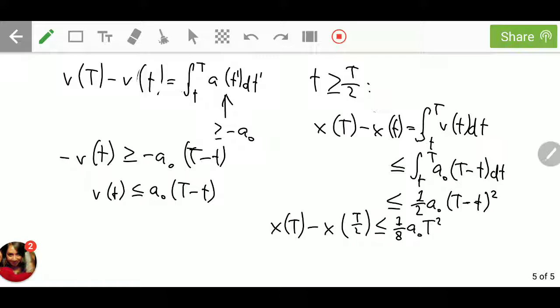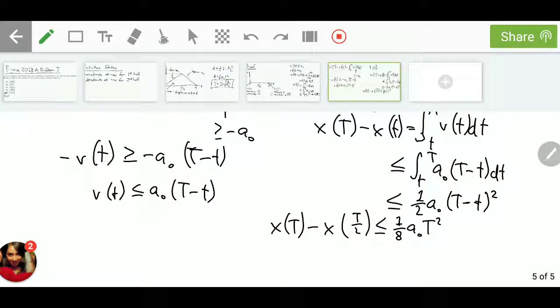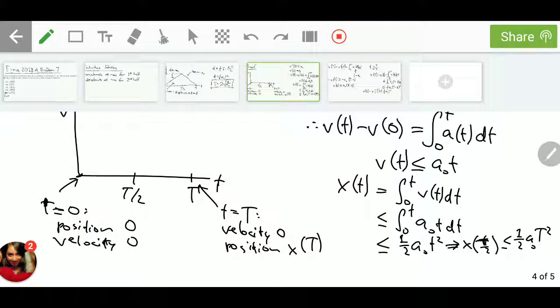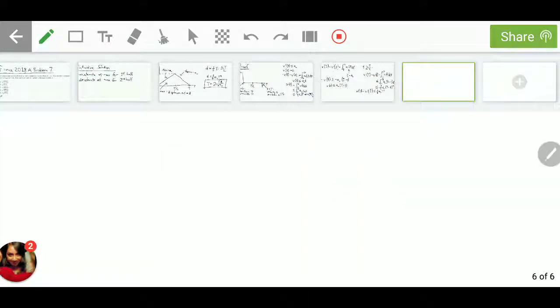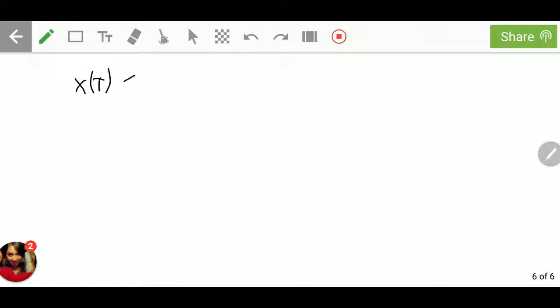And if you look at before, right here, I realize that I made a typo here. That's 1/2 a naught T over 2 the whole thing squared, so that's 1/8 a naught T squared. I apologize. Then you get the total, so x of T must be less than or equal to the sum of these two displacements. And of course they're both 1/8 a naught T squared. So that's 1/4 a naught T squared.